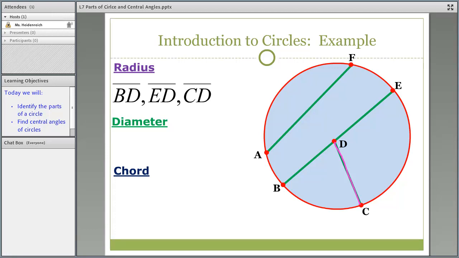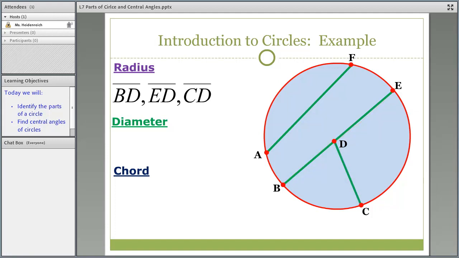Okay, and then we actually have 2 other examples of a radius on here. We have BD or DB, and we have DE or ED. Those are all called a radius.